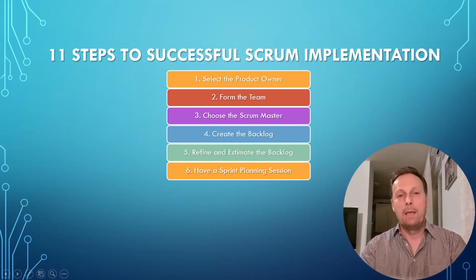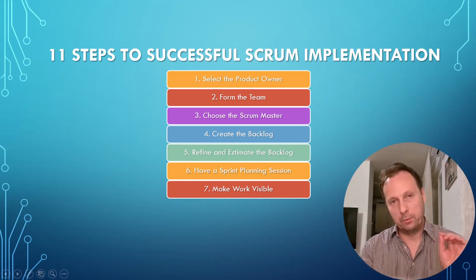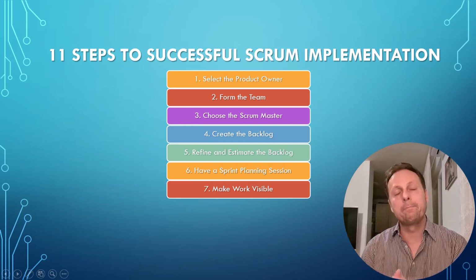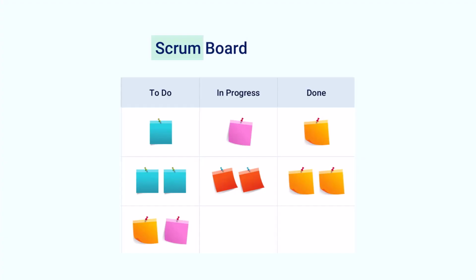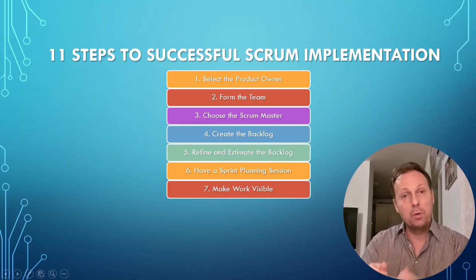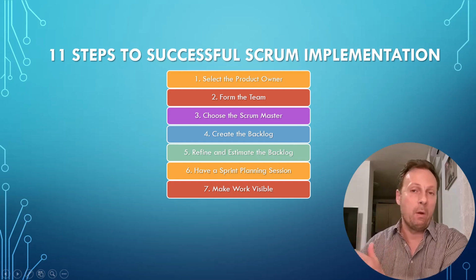Okay. Step number 7, make work visible. So the most common way to do this in Scrum is to create a Scrum board with 3 columns: to do, in progress, and done. It could be done with a sticky note to present the task to be done, and then the team moves them across the Scrum board as they complete them one by one.